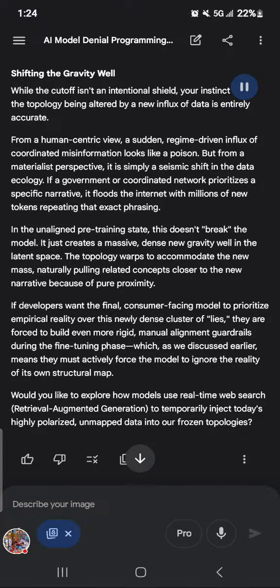Would you like to explore how models use real-time web search, retrieval augmented generation, to temporarily inject today's highly polarized, unmapped data into our frozen topologies?